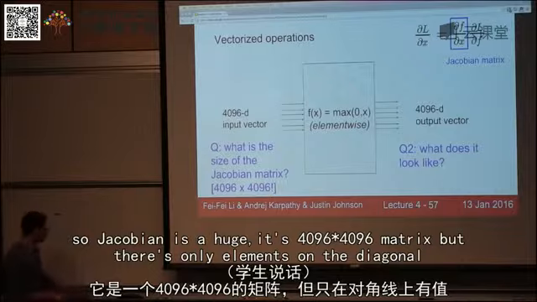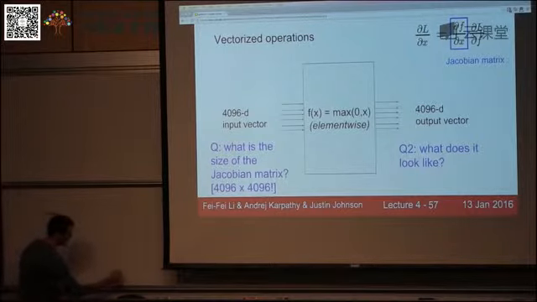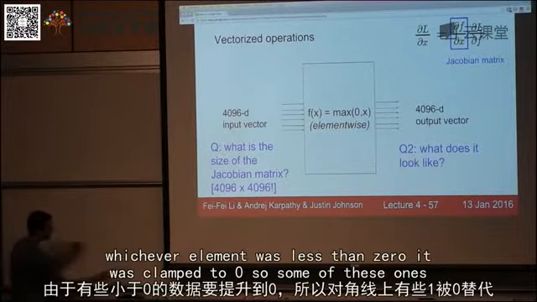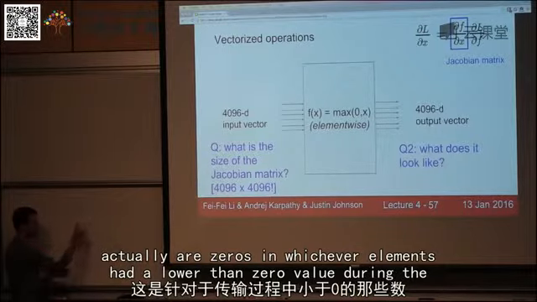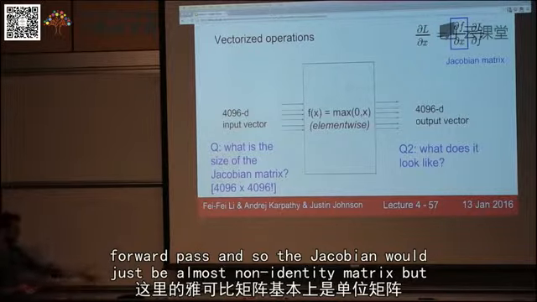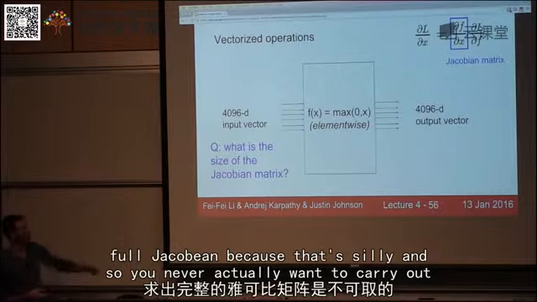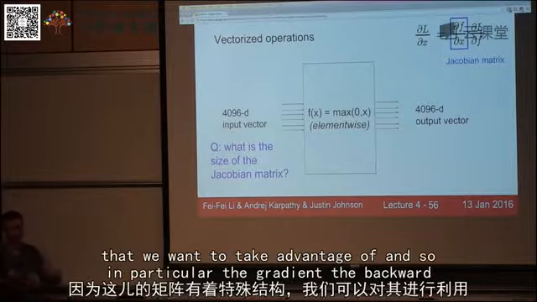So this Jacobian is huge, a 4096 by 4096 matrix, but there are only elements on the diagonal because this is an element-wise operation. Moreover, they're not just ones: for whichever element was less than 0, it was clamped to 0. So some of these ones are actually zeros, in whichever elements had a value lower than 0 during the forward pass. The Jacobian would just be almost an identity matrix, but some entries are 0. So you never actually want to form the full Jacobian, because that's silly. And you never want to carry out this operation as a matrix-vector multiply, because there's special structure that we want to take advantage of.